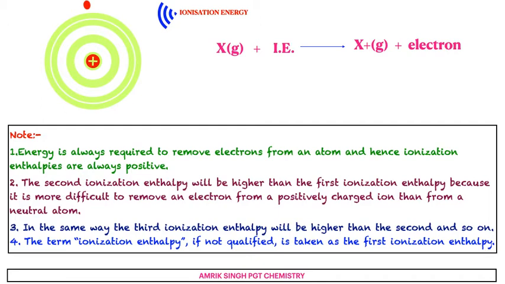The second point: the second ionization enthalpy will be higher than the first ionization enthalpy because it is more difficult to remove an electron from a positively charged ion than from a neutral atom. In the same way, the third ionization enthalpy will be higher than the second, and so on. The term ionization enthalpy, if not qualified, is taken as the first ionization enthalpy.